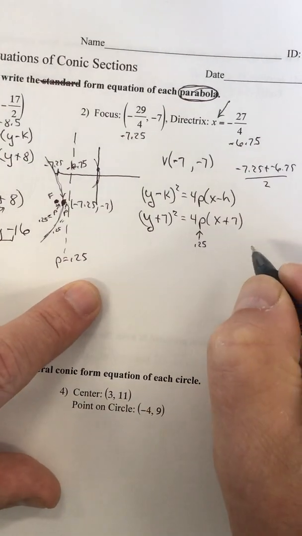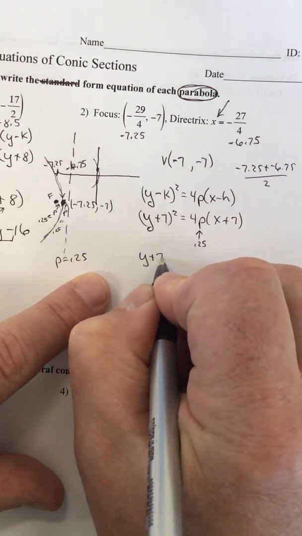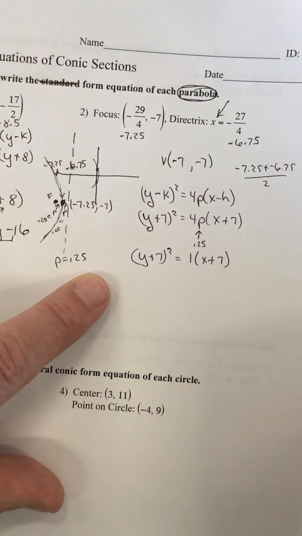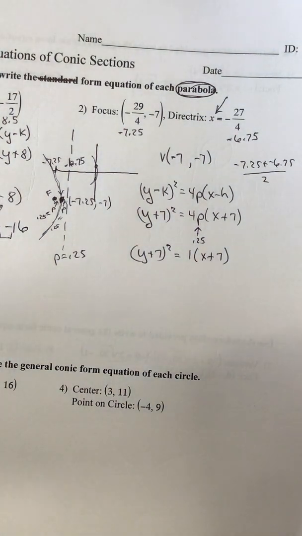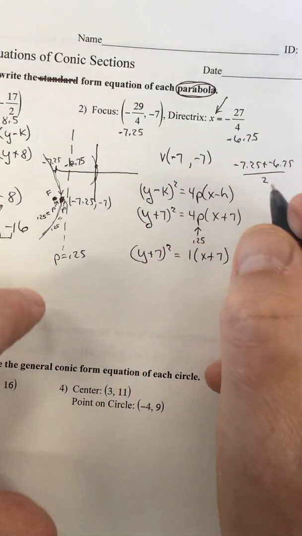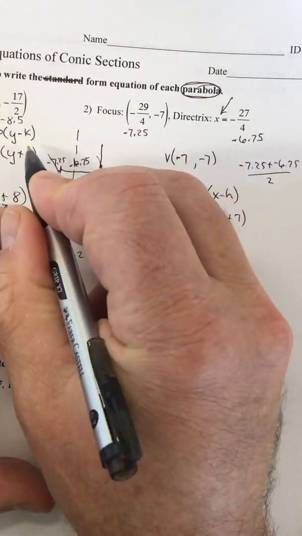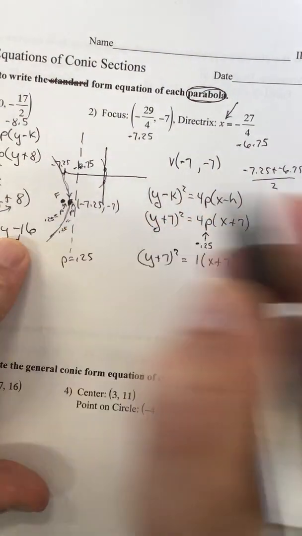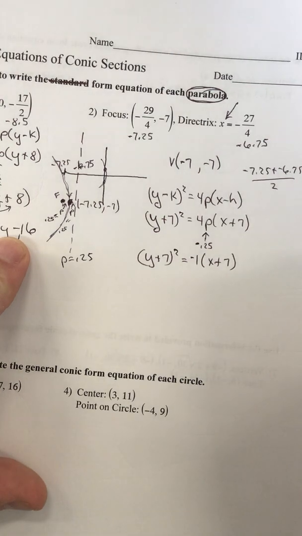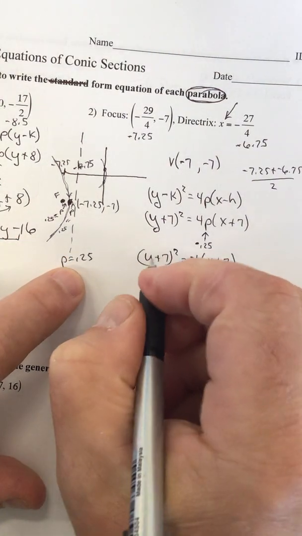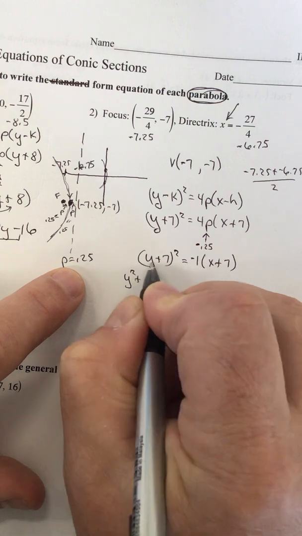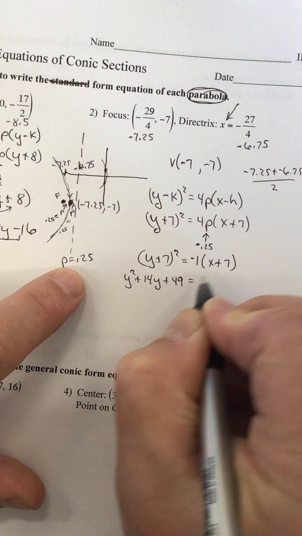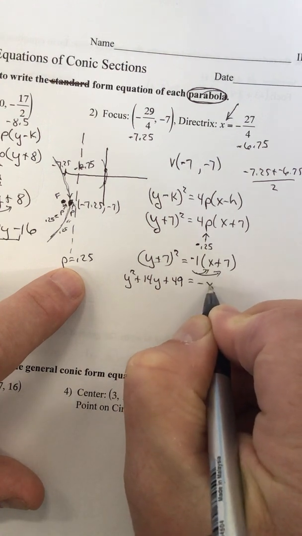Well, 4 times 1/4 is 1, so we have y plus 7 all squared equals 1 times x plus 7. Okay, there it is. All I really have to do, oops, I forgot. It's pointing to the left, so it's actually negative 0.25 because it's opening in the negative direction, so it actually makes that a negative 1. Okay, let's square this out. Now we have y squared, double the middle, so that's 14y, and then 7 squared is 49. Put the negative 1 on there.